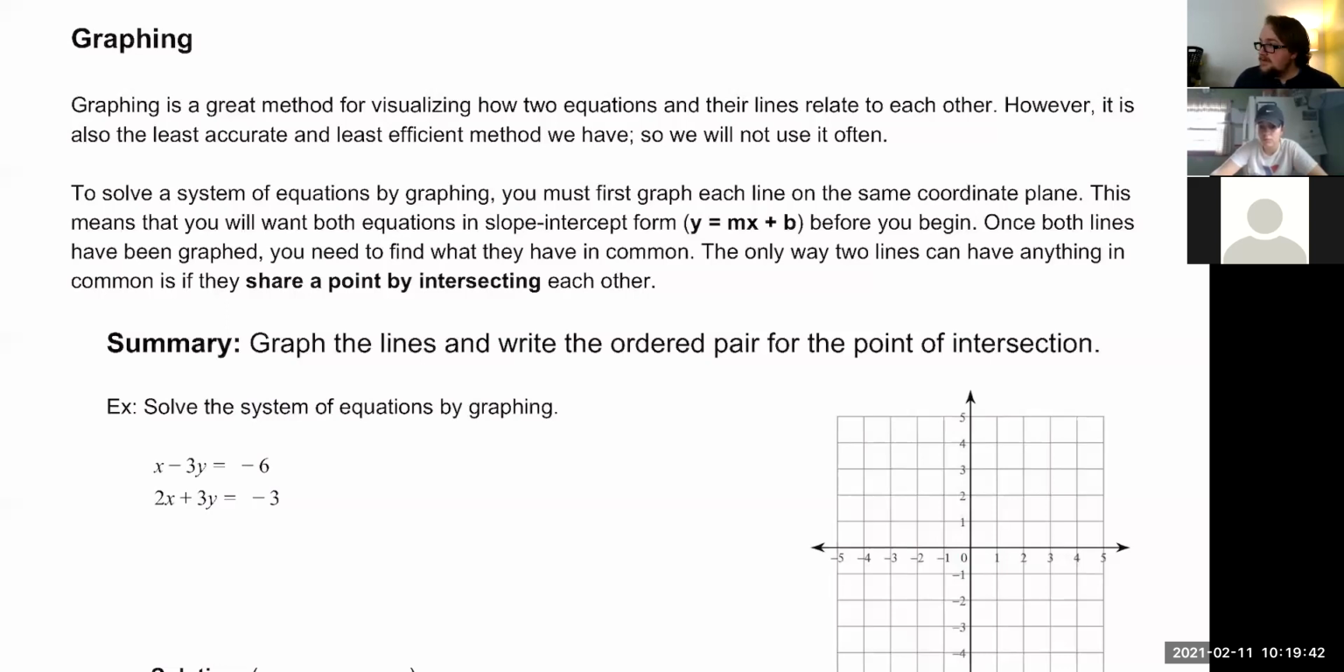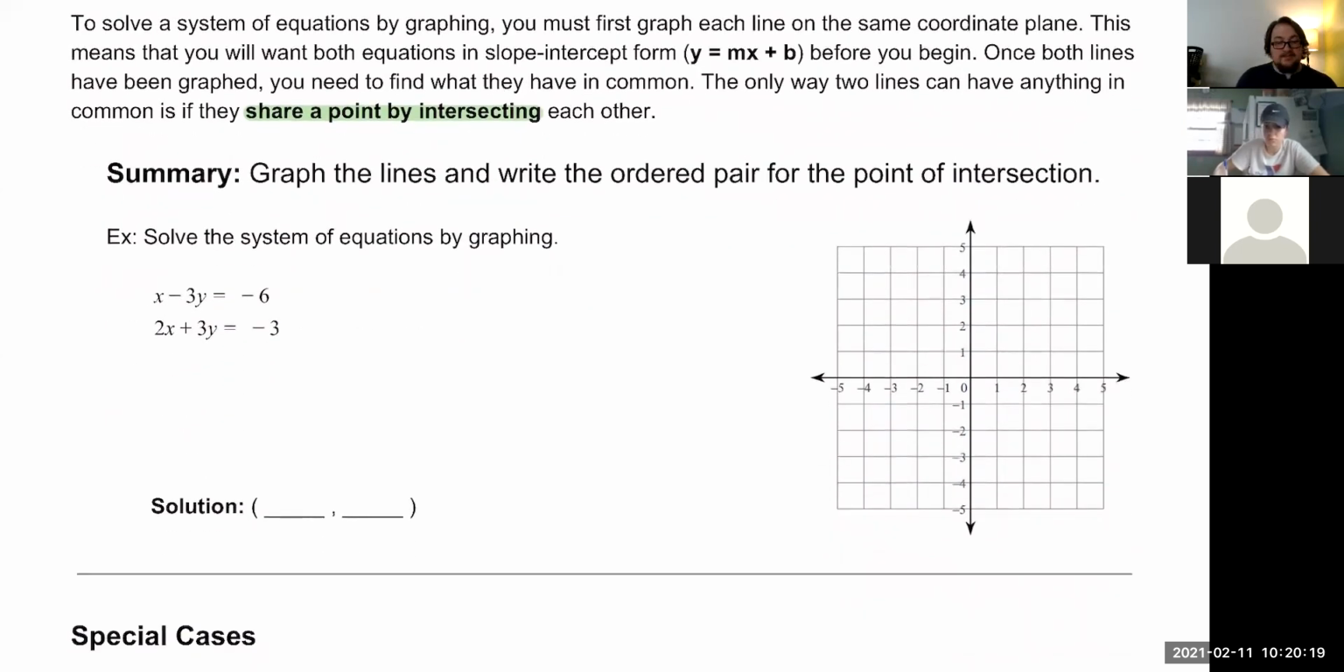What we're looking for is what the 2 lines have in common. And the only thing that lines could have in common is that they share one of their points. So I know it's bolded already, but what we're essentially looking for is where they share a point by intersecting. We're looking for the point where they intersect. So there's a nice summary there for you. Graph the lines, write the ordered pair for the point of intersection. If you were to boil it down into one simple statement, that is what our goal is for these problems.